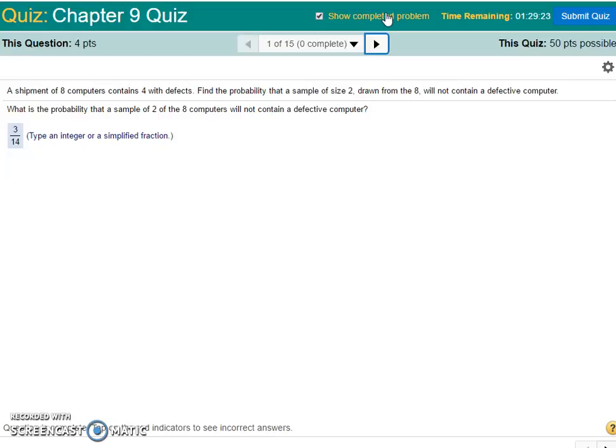Something like this one, a shipment of 8 computers contains 4 with defects. Find the probability that a sample size 2 drawn from 8 will contain no defective computers. So this is going to be one that you're going to have to do what? Find out the probability from 8 choose 2, then what's the probability that you're going to find that defective computer, which is a 50% chance that any of those computers is going to be defective.